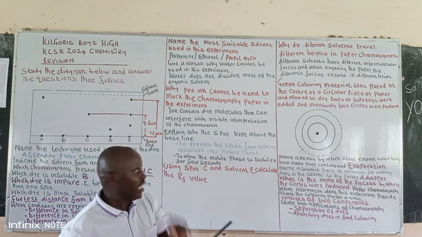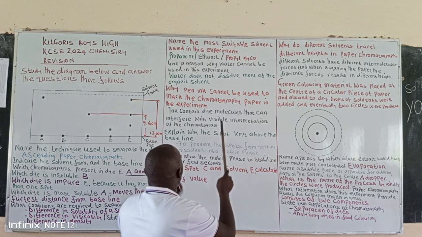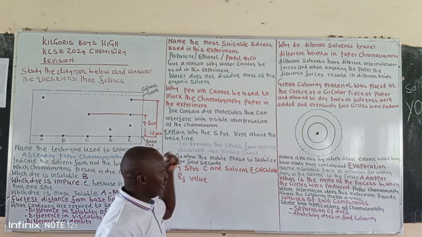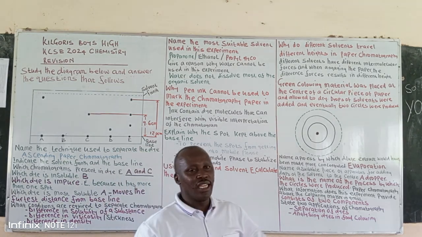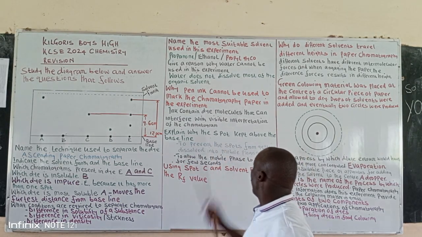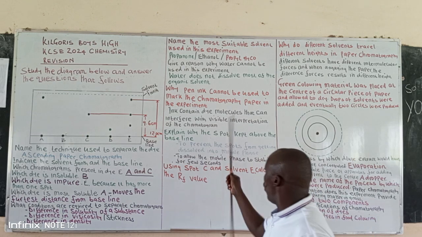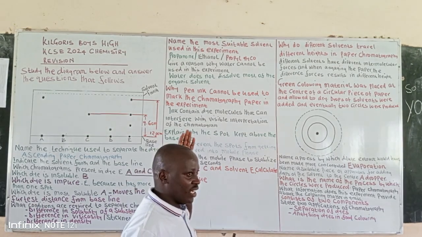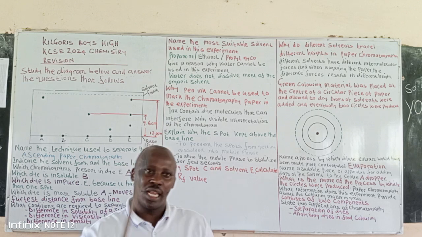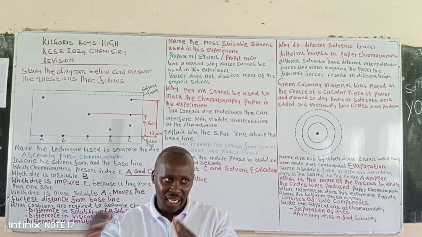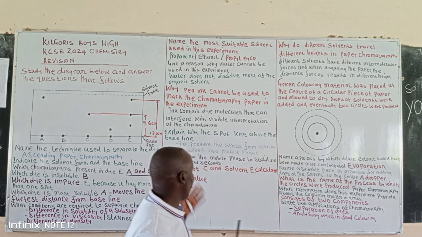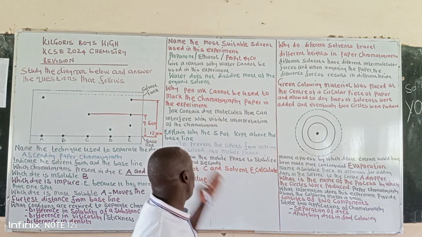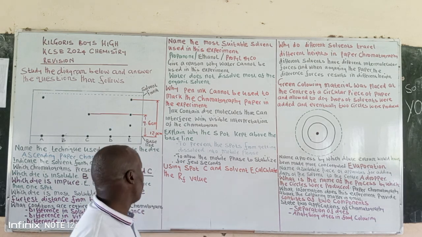Why can pen ink not be used to mark the chromatography paper in the experiment? Pen ink cannot be used because it contains dye molecules that can interfere with the visible interpretation of the chromatography. Instead, a pencil can be used to mark, because a pencil is made of graphite or lead, so it does not interfere with the visible interpretation of the information. If you want to give a reason why pen ink cannot be used, that's what you can say.